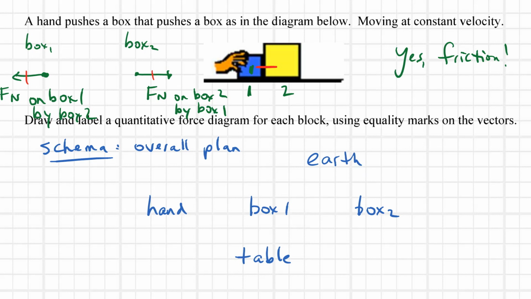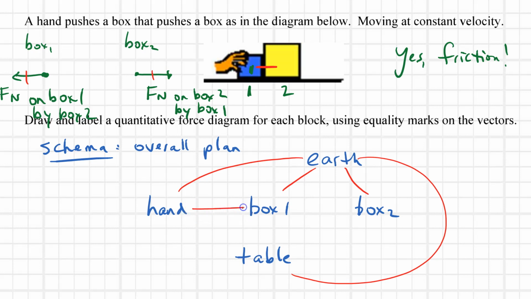Now, let's draw lines for when there's an interaction, a force, between two objects. The quickest one people like to talk about when we draw force diagrams is the force of gravity, and that's really an interaction between the Earth and the object. So we would definitely have this one here, and that one there. I guess the force of gravity would be acting on the hand too, and on the table, and we would have all those lines. Is there an interaction between the hand and box 1? Yeah, sure, because the hand is pushing on it. Is there an interaction between the hand and the table? I don't think so. There's a bit of a gap there, and I don't think there is any interaction.